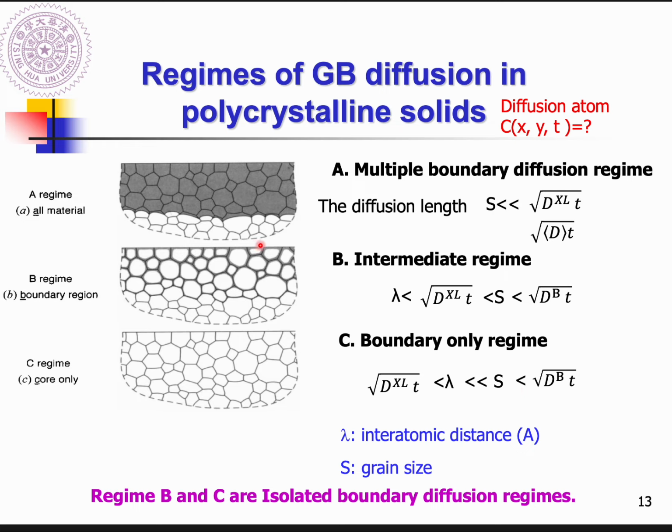If it belongs to region A, through whole materials, then you can use the solutions you learned in lecture 3 to answer the concentration of diffusing atoms at a specific location and time. But if it belongs to region B and C, then we need to talk more and show you how to deal with this. But probably because time is limited, today we just end it here.